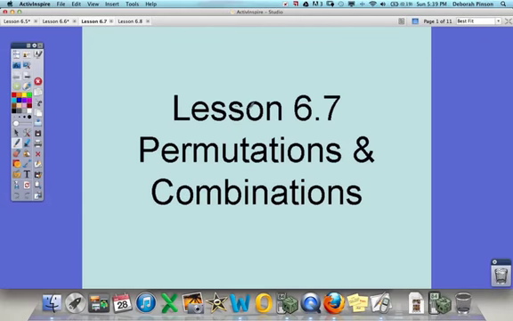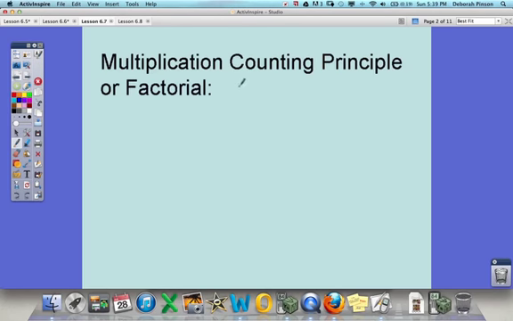Okay, so today we're looking at something called permutations and combinations. We will be using our calculator a little bit, so if you need to get that out, you might go ahead and get that out. So first of all, I want to talk about something called factorial. It's also called the multiplication counting principle. I'll refer to it as factorial because it's easier to say.